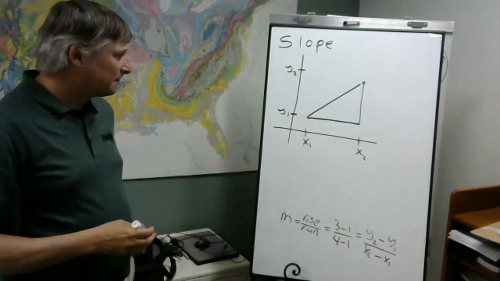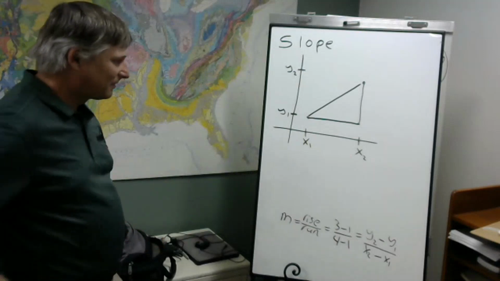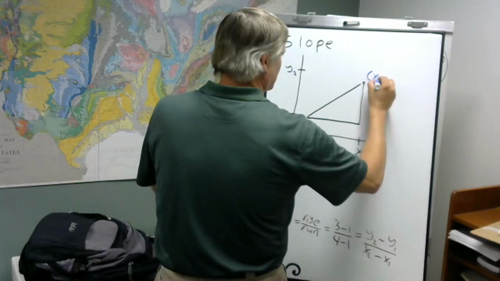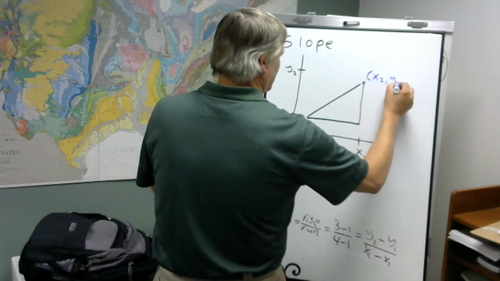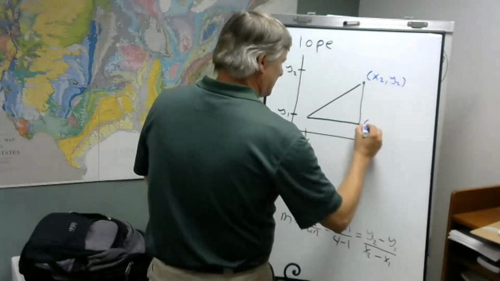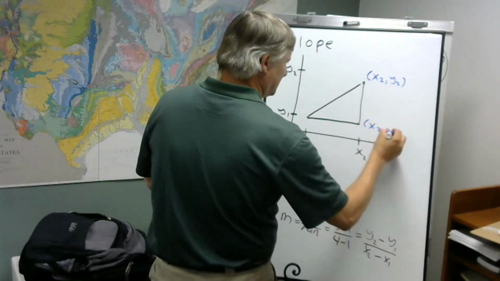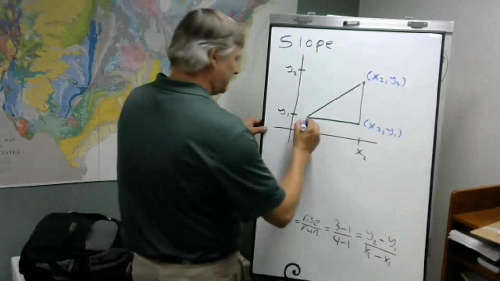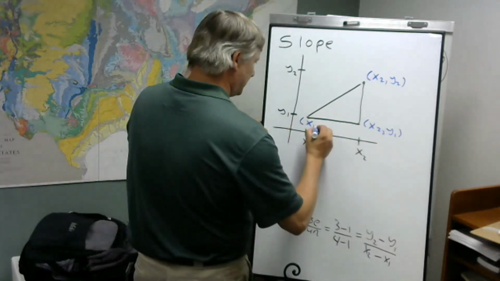And let's label some points. So that's x2 and y2. This is x2, y1. And this one here is x1, y1.